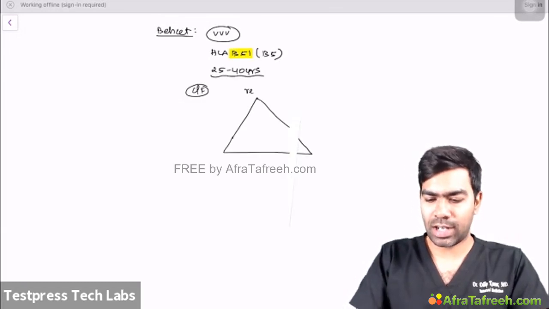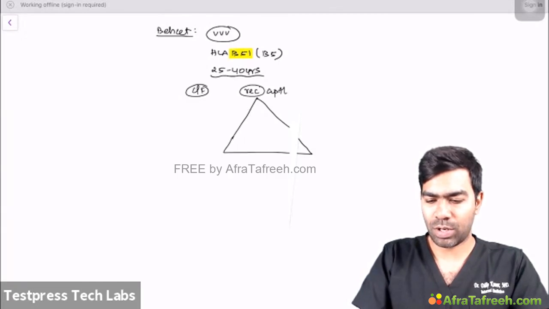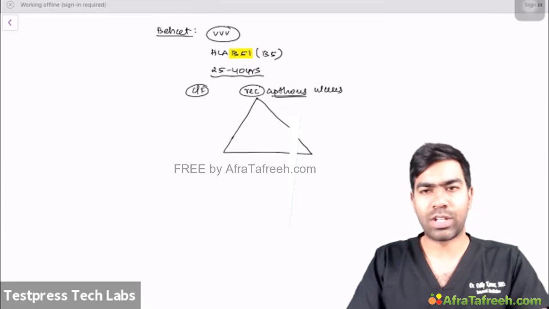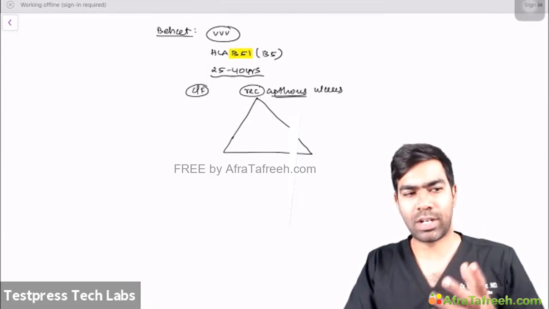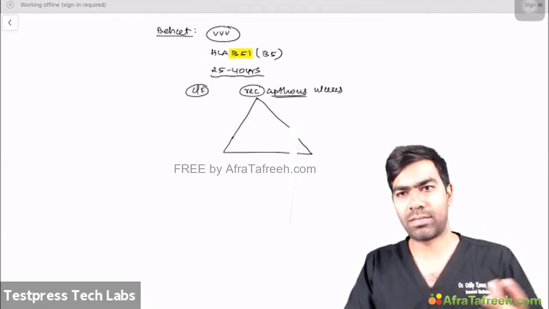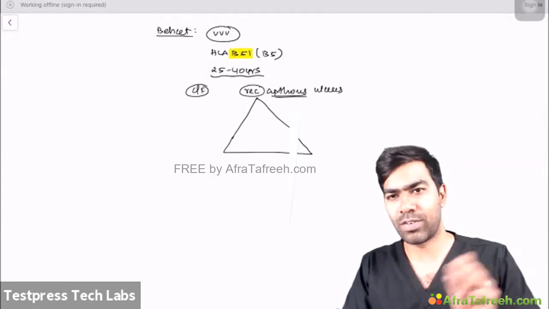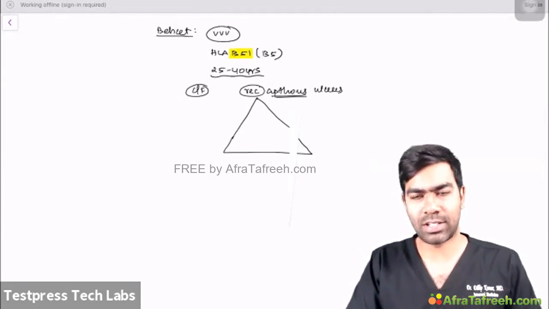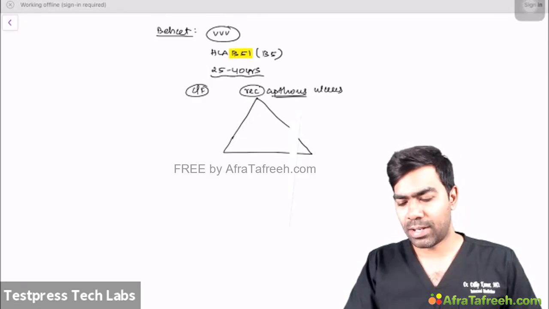One is the recurrent aphthous ulcers. That's more important. Remember, aphthous ulcers are going to have that kind of a necrotic base, that white color, like that exudate will be there. So that's typical of aphthous ulcers. That's the first finding.